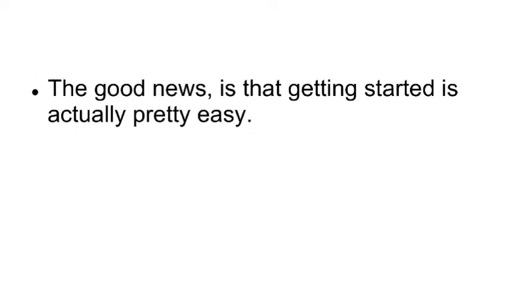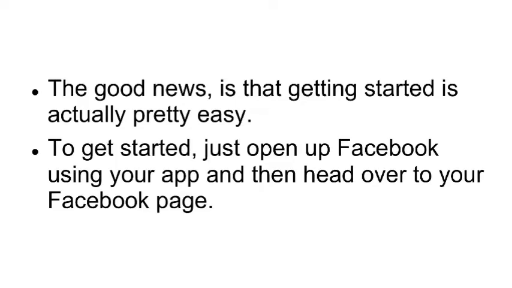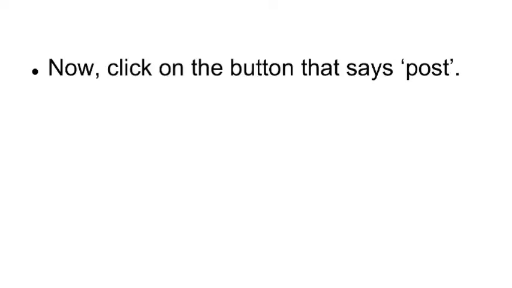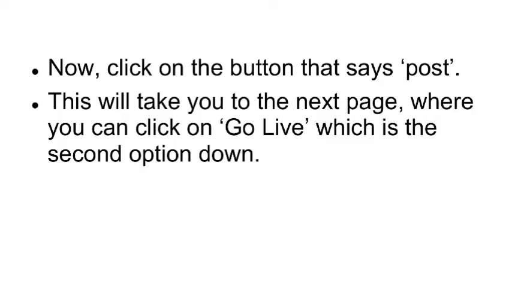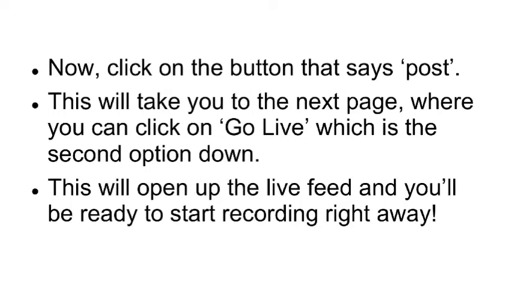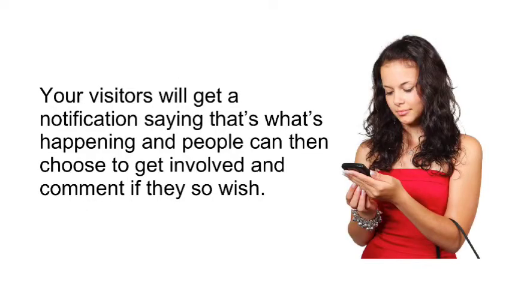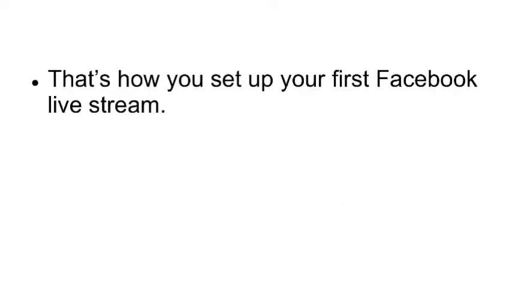The good news is that getting started is actually pretty easy. To get started, just open up Facebook using your app, and then head over to your Facebook page. Now, click on the button that says Post. This will take you to the next page, where you can click on Go Live, which is the second option down. This will open up the live feed, and you'll be ready to start recording right away. Your visitors will get a notification saying that's what's happening, and people can then choose to get involved and comment if they so wish. That's how you set up your first Facebook live stream.